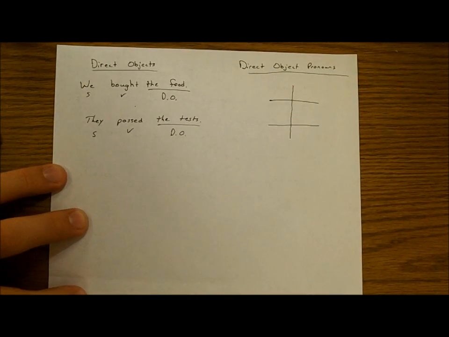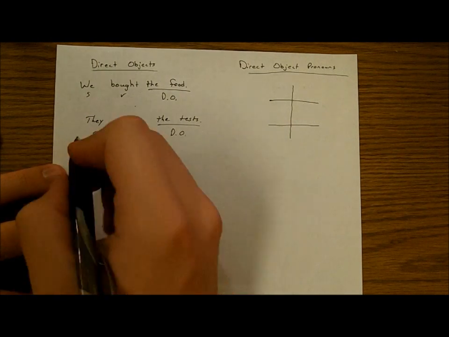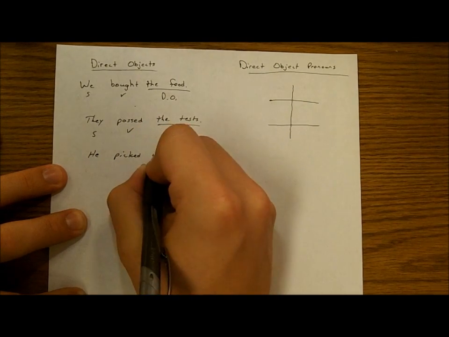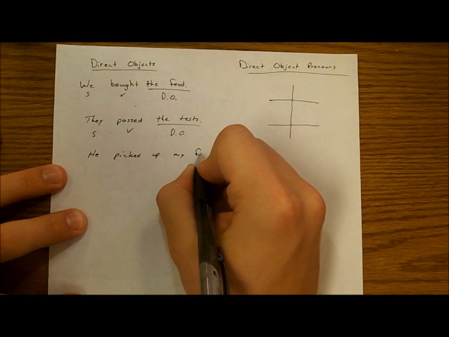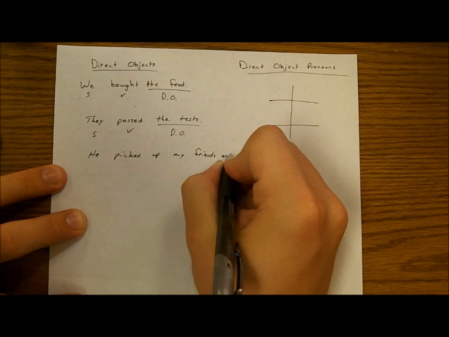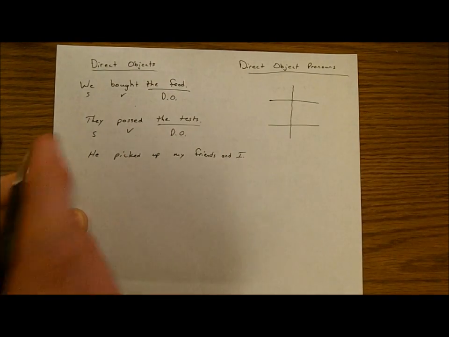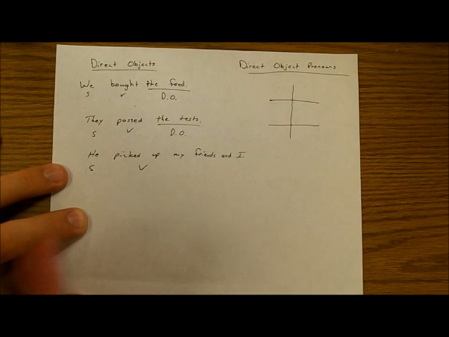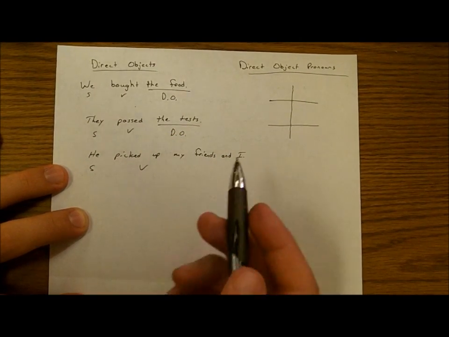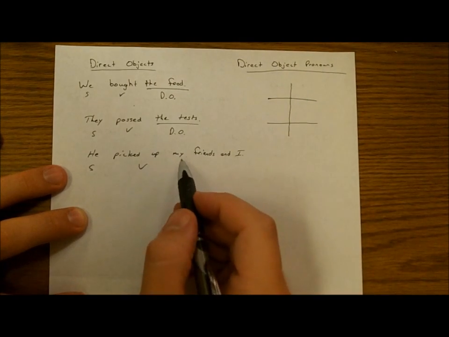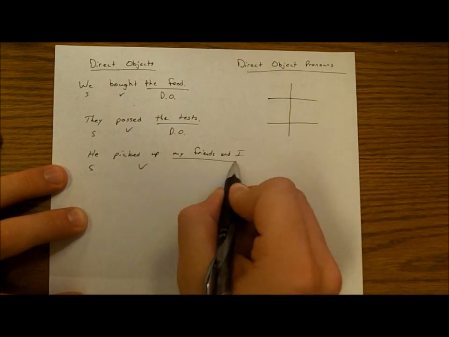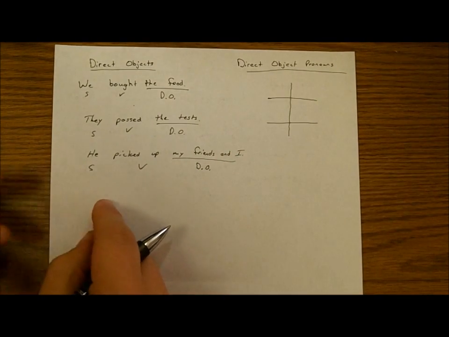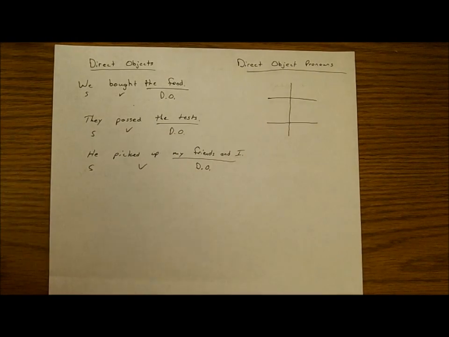Last example, he picked up my friends and I. So, first of all, we have he is our subject, picked up equals our verb, and who did he pick up? Or what did he pick up? Well, he picked up my friends and I. So therefore, my friends and I would be our direct object. Now we kind of have an idea what direct objects are.